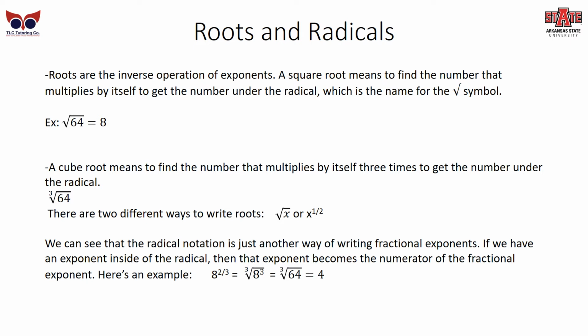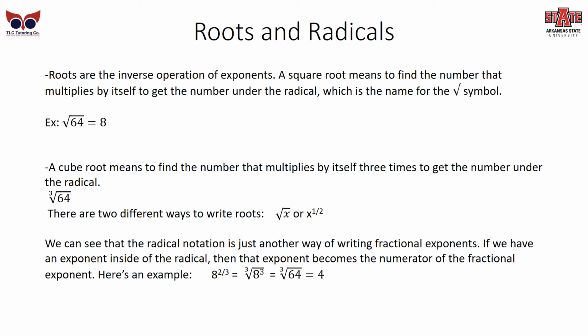Now, we talked about exponents. Roots are the inverse operation. Remember, we're all about how do we undo things. So we say a square root means to find the number that you multiply by itself to get the number under the radical. For example, the square root of 64 is what number times itself gives you 64. In this case, it's 8. 8 times 8 is 64.